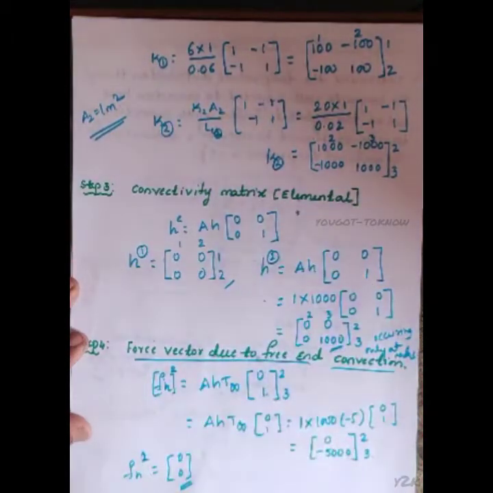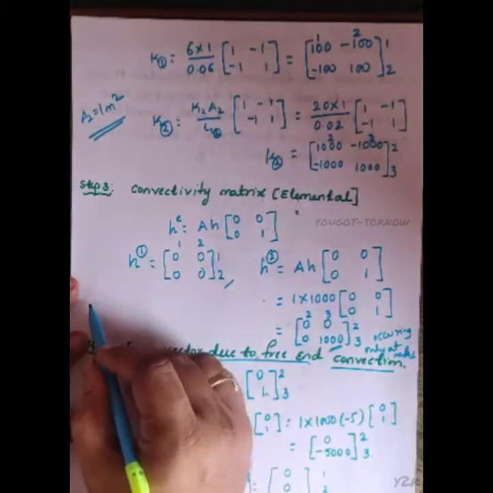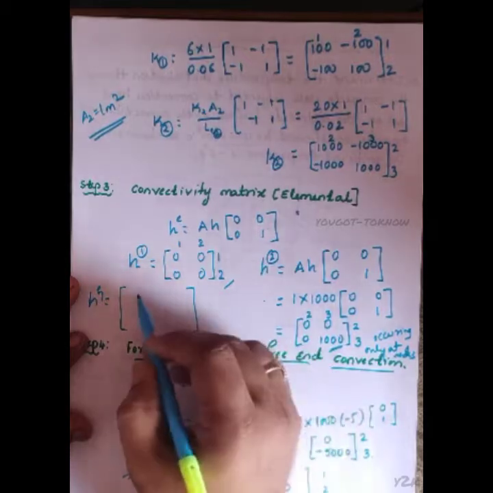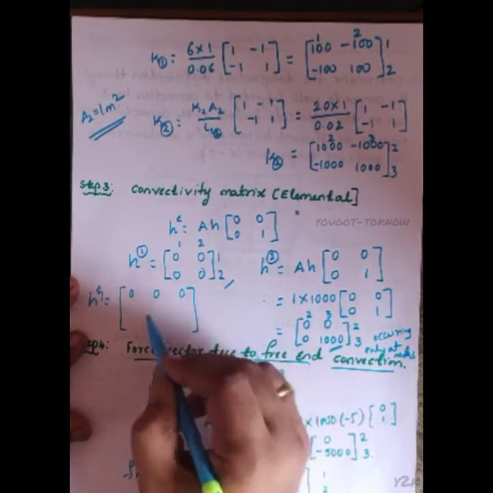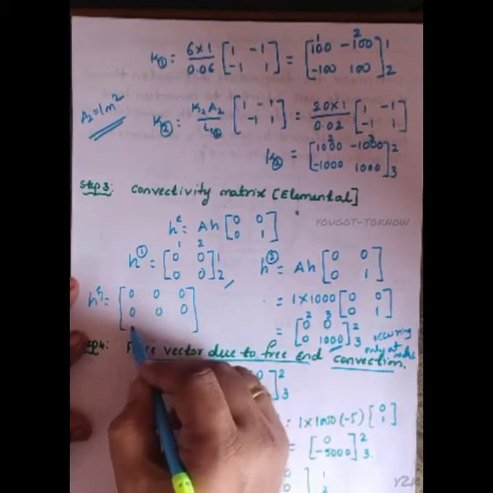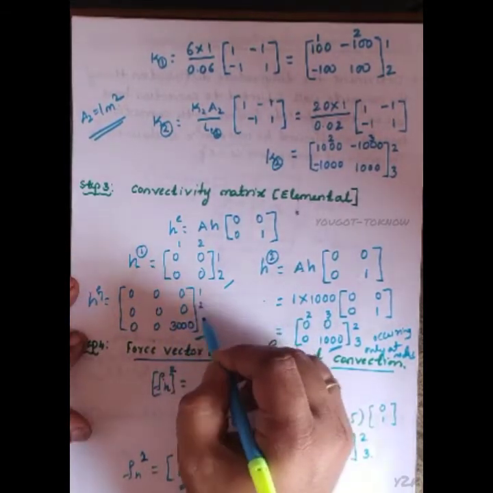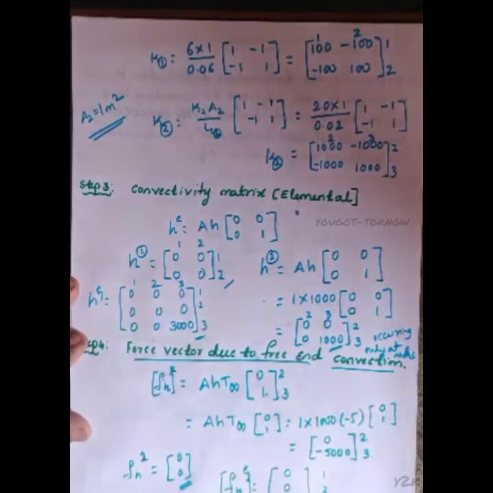You got FH matrix. But you should write it in the form of a global. What is the global here? See, FH global will be equal to, now write with respect to nodes 1, 2, 3. 0, 0, minus 5000. This is your global. Now similarly, what is H global? H global will be equal to, how many nodes? 3 nodes. What is H global? 0, 0, 0, 0, 0, 0, 0, 0, 3000. Why? Because it is acting only at node 3.